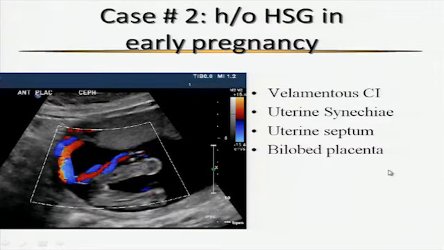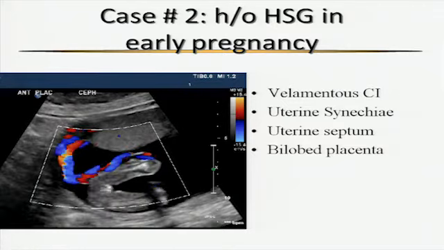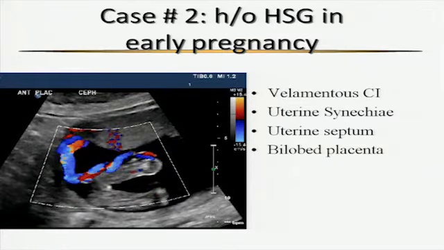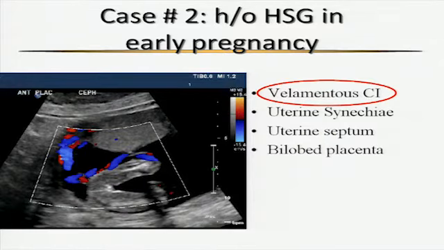So, filamentous cord insert, uterine synechia, uterine septum, or a bilobed placenta. What do you think? Filamentous cord insert, correct. But again, unless you start looking for those cord insertions in the placenta, you are not going to pick this up.